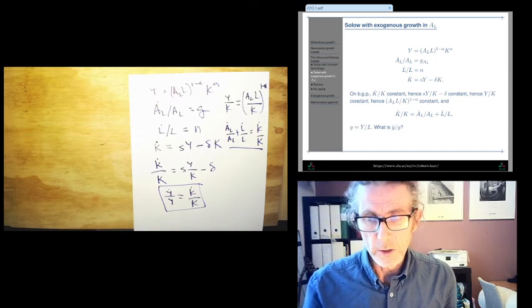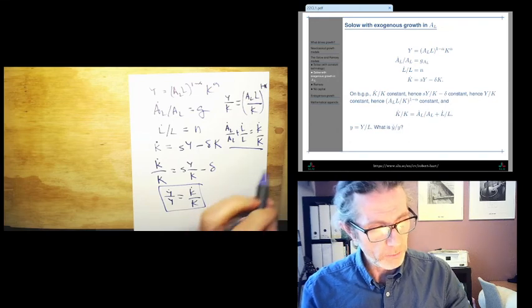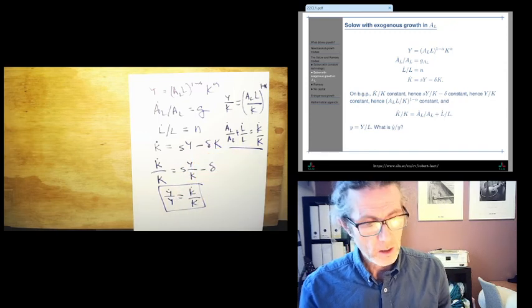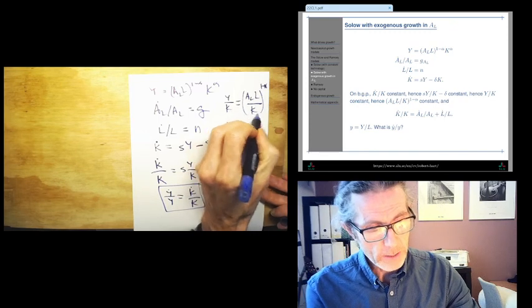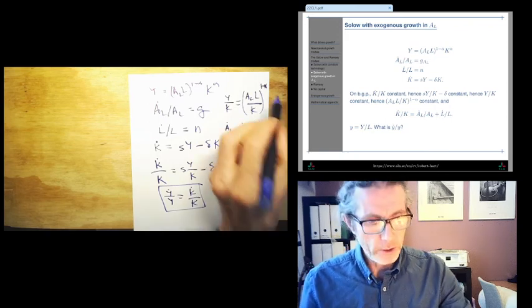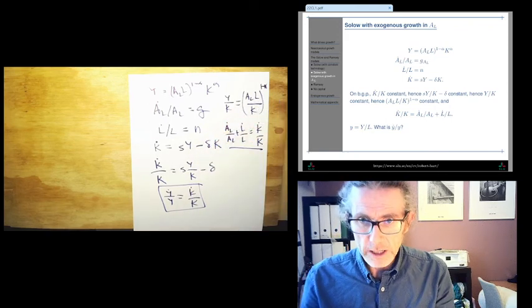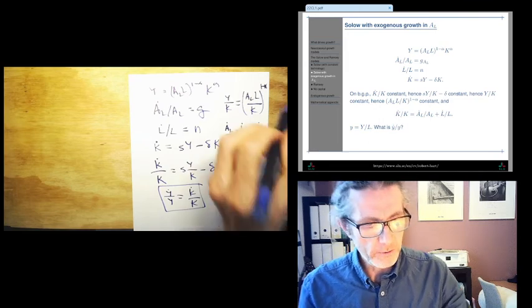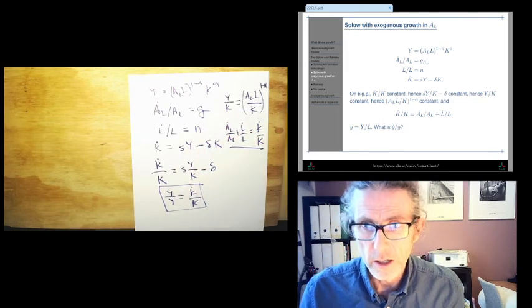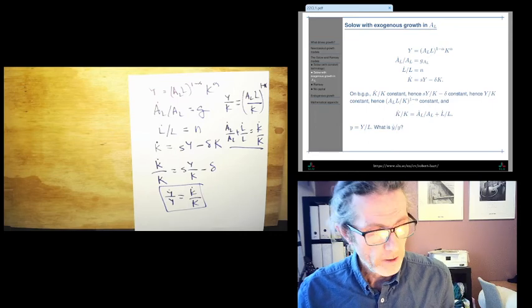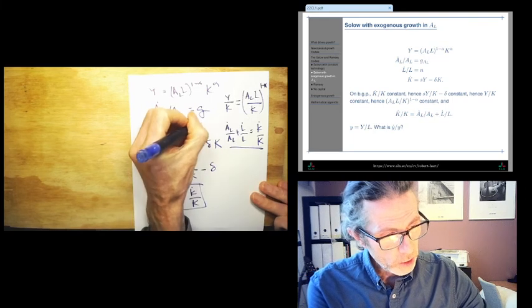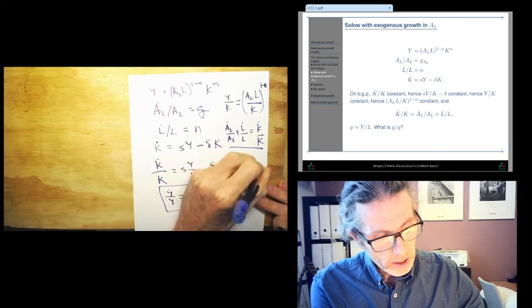So capital is growing at the sum of the growth rates of labor productivity and labor itself. Or, if you like, capital is growing at the growth rate of effective labor. We call this effective labor: the quantity of physical labor times its productivity is effective labor. Capital and effective labor grow at equal rates. And that rate, of course, is G plus N.